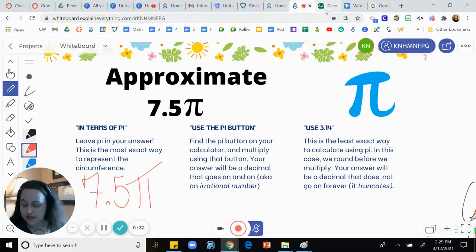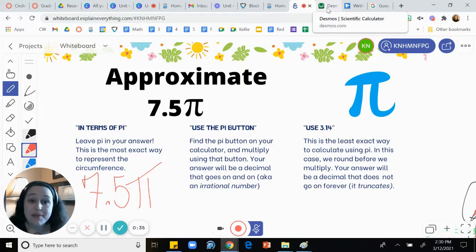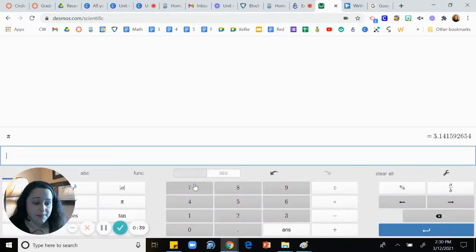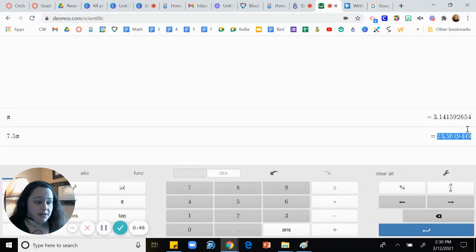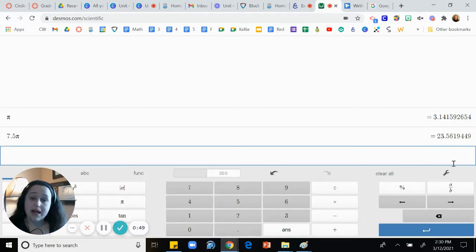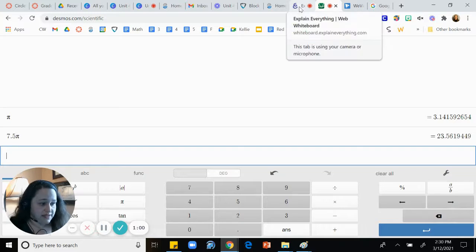Another way that I could do this is to use the pi button. This time I'll show you using Desmos, an online calculator. So I can type in 7.5 pi. And that gives me this value, 23.5619, right? And it goes on from there. But remember what I said before, we're going to round usually to 2 decimal places or whatever you're told in the problem. So I'll round this to 23.56.